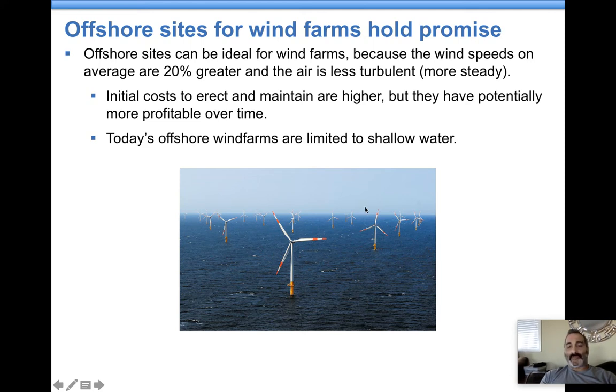Here on land, there's more turbulence the lower the turbine is. So the wind isn't as steady. So generally on land, you have to make them 80 meters high, 260 feet tall. The taller they are, the less turbulence they're going to have.